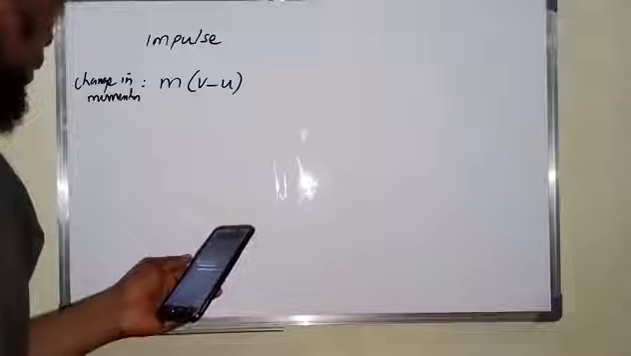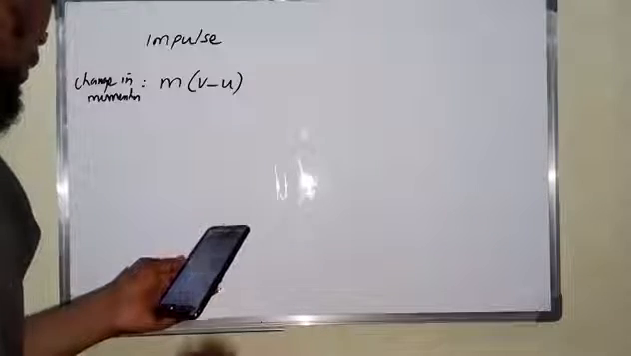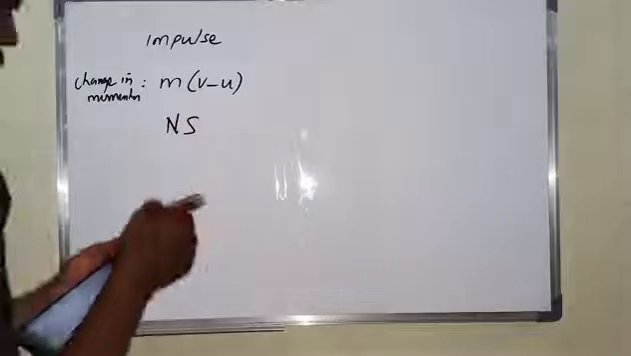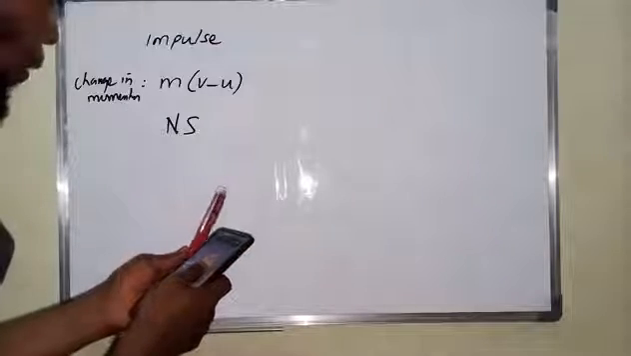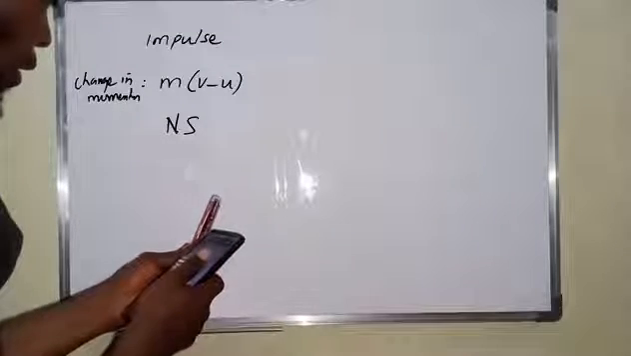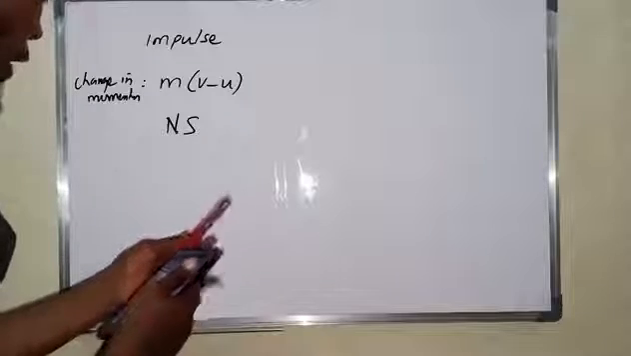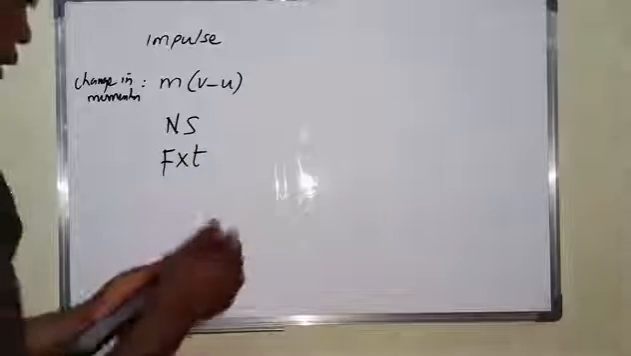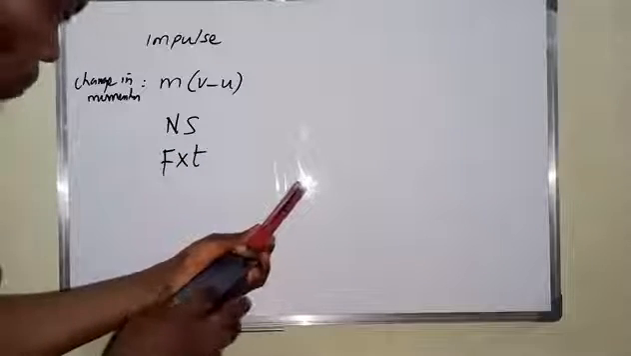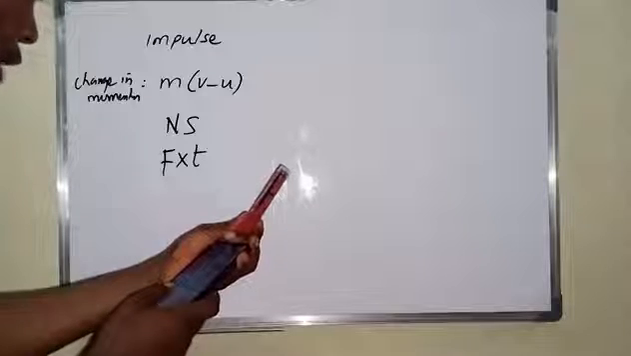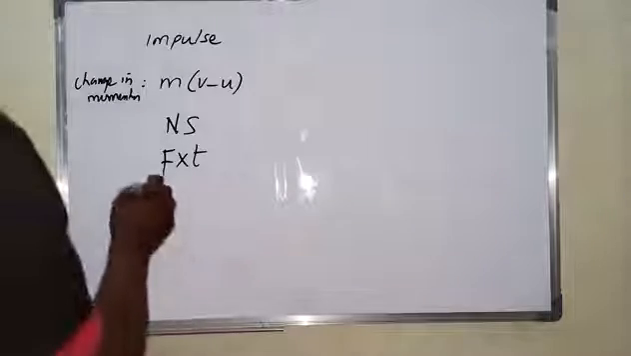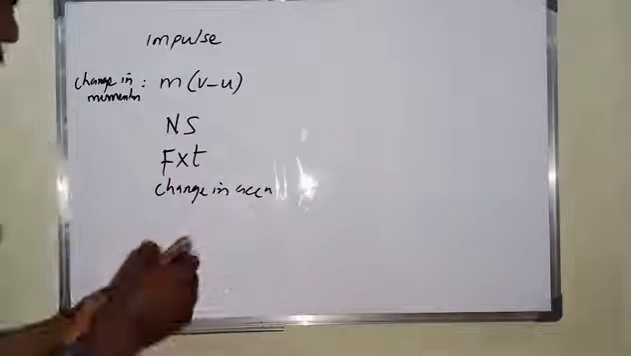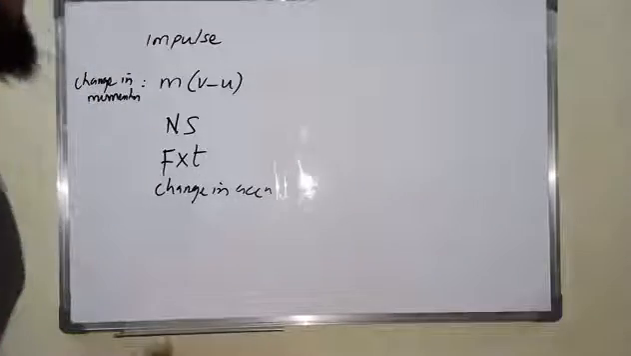Then option B says its unit is Ns. That the unit of impulse is Ns. Is that true? Then option C says product of force and time. That impulse is the product of force and time. Is that true? And the last option says change in acceleration of a body. That is, impulse is change in acceleration of a body. So what is impulse?